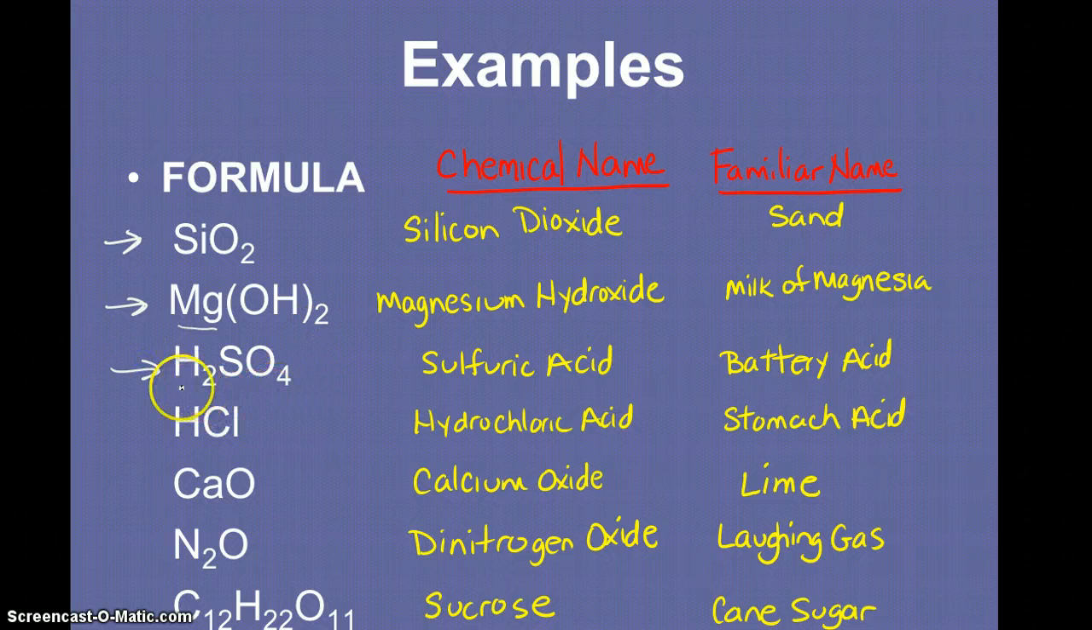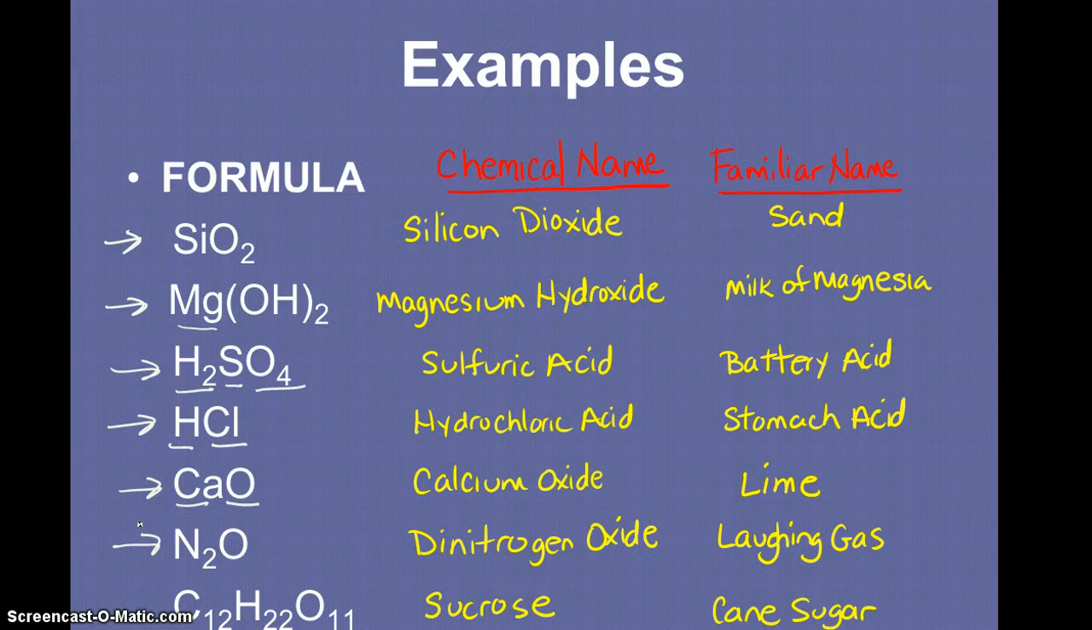Here, how many hydrogens? 2. How many sulfurs? 1. How many oxygen? 4. On a hydrochloric acid, we have 1 hydrogen, 1 chlorine. On our calcium oxide, we have 1 calcium, 1 oxygen.